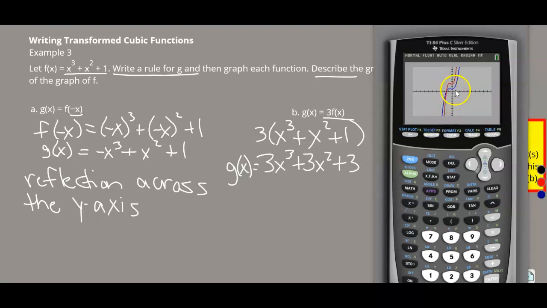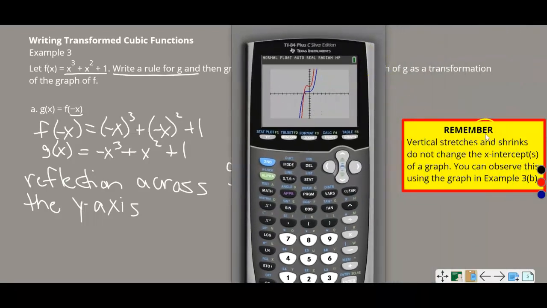So if you look at this, you can see how it does stretch away from the x-axis. You also can see here that the x-intercept did not change. So that's right here, it says, remember, vertical stretch and shrinks do not change the x-intercept. Okay, it did change the y-intercept, but it did not change the x-intercept of a graph. And it says, you can observe this here.